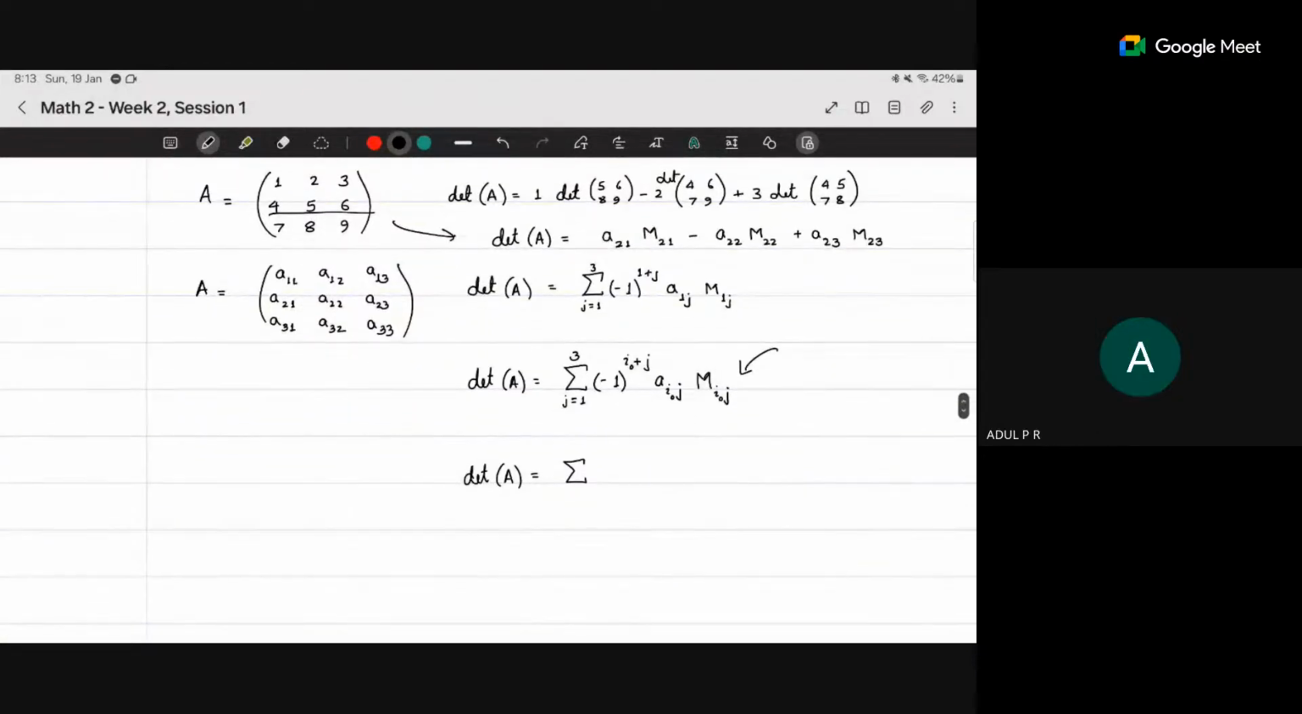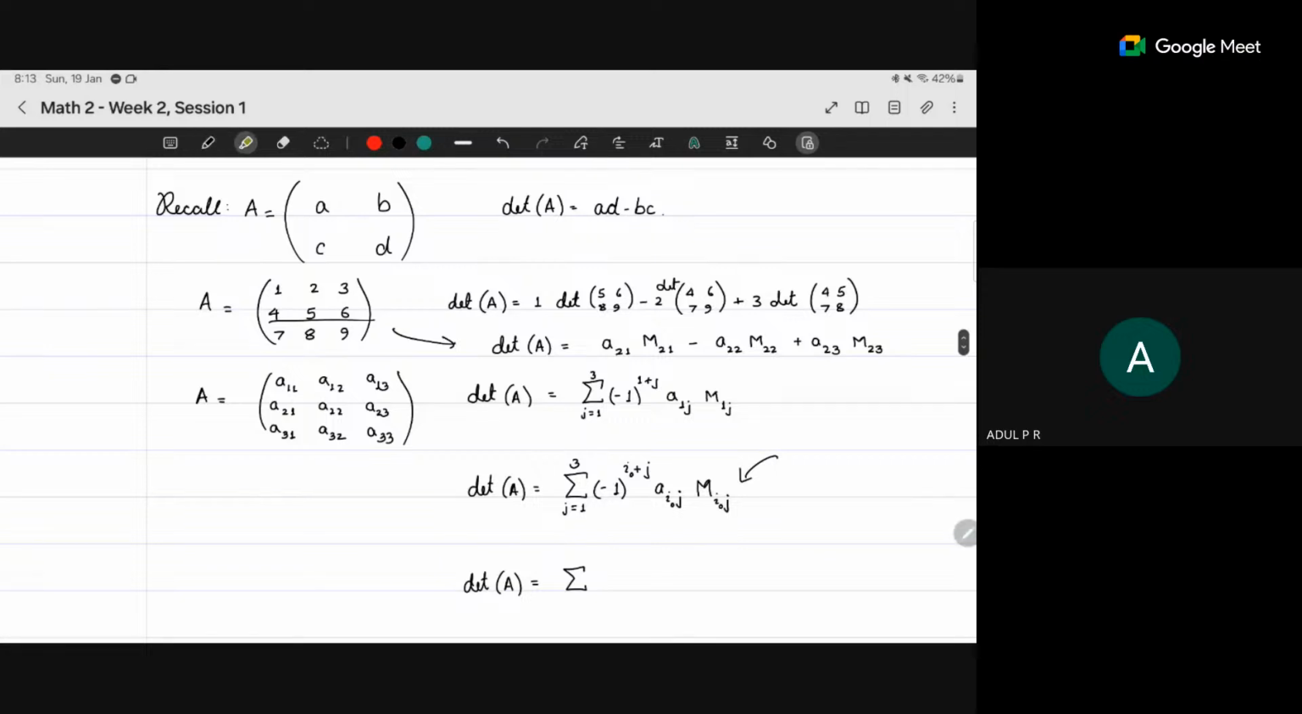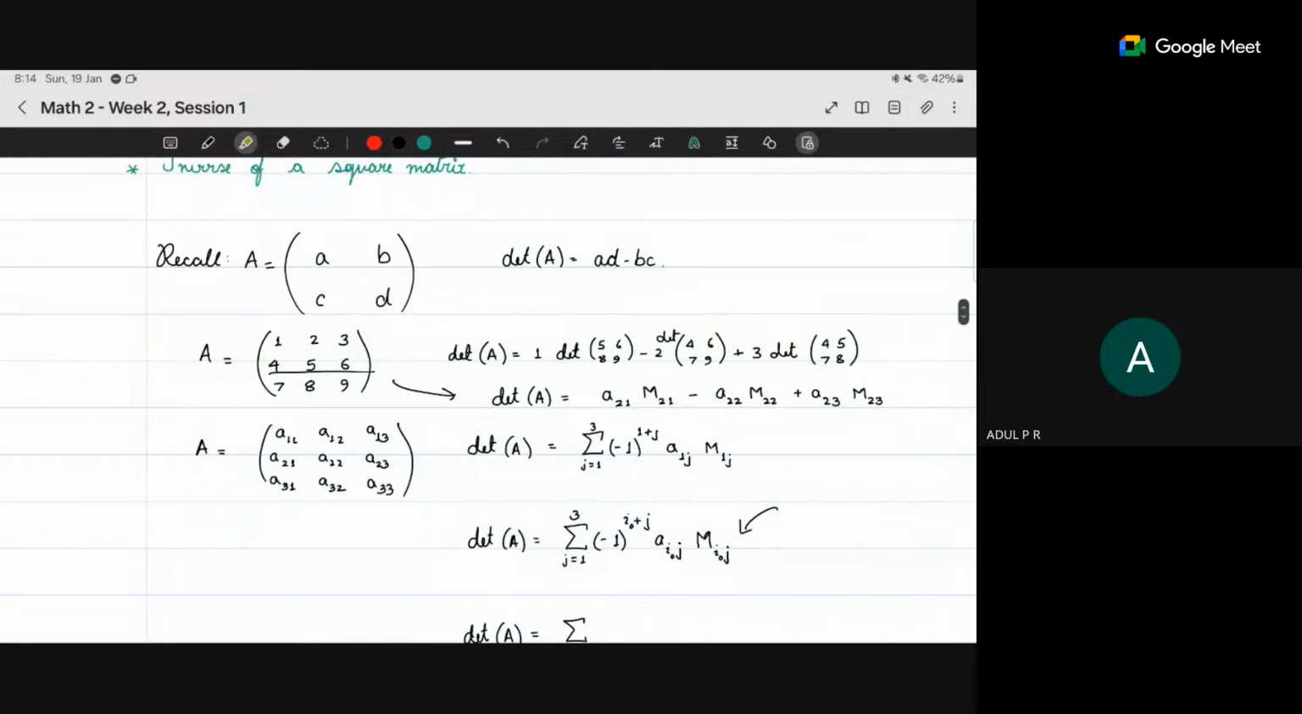Minor. It's minor. Okay, so let's see in the case of this specific 1, 2, 3, 4, 5, 6, 7, 8, 9 matrix. When you say A21, this 4 is A21. So what should A21 be multiplied with? It has to be multiplied with M21. What is M21? You take A21, ignore the column and row that it corresponds to. And what are the numbers that are left? 2, 3, 8, 9, right? The determinant of that submatrix 2, 3, 8, 9 is called M21.